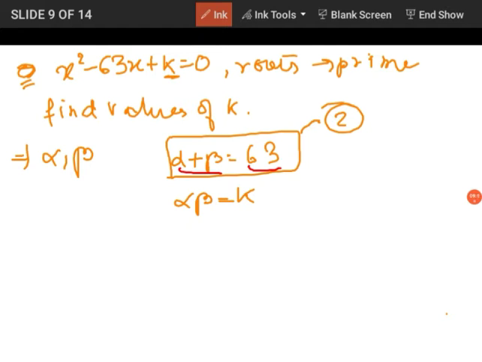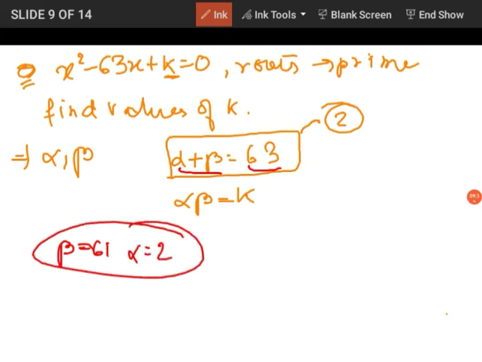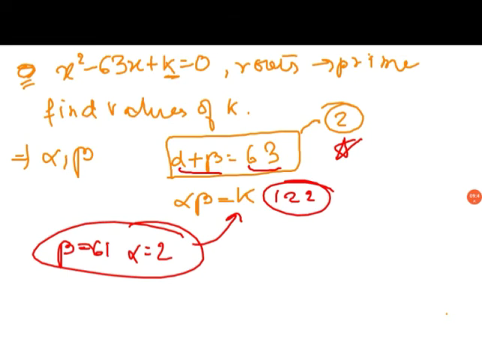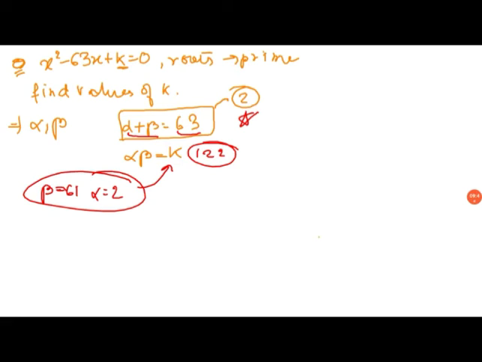So if one of the roots has to be 2, say alpha is 2, so beta would automatically be 61, and alpha we have already got 2. So from here we will get k as 122 as the answer. Correct? I hope that you understood this question. Very simple. Just the observation was made that the sum of 2 prime numbers except 2 will always give an even number. I hope that this question is clear to all of you.